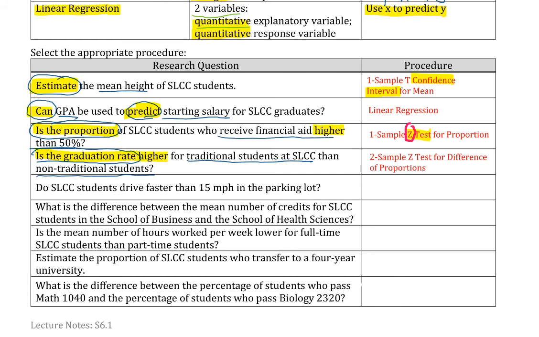Our next question. Do SLCC students drive faster than 15 miles per hour in the parking lot? So again, notice we're being asked to test a claim. Do they drive faster? And we're looking at a quantitative variable, the speed that they drive. So because we're being asked to test a claim about a quantitative variable, we'll look at a one-sample t-test for the mean.